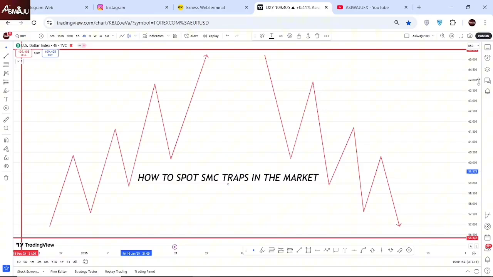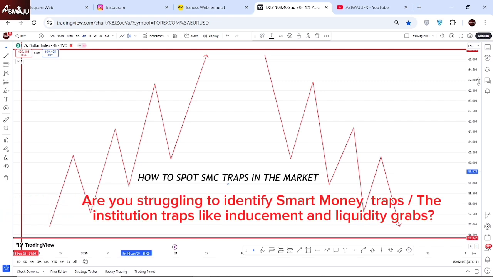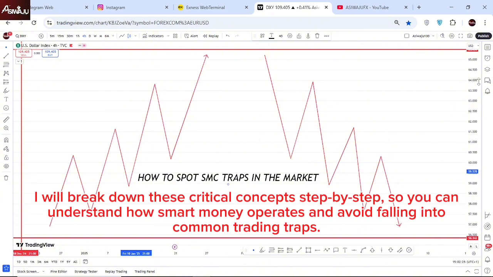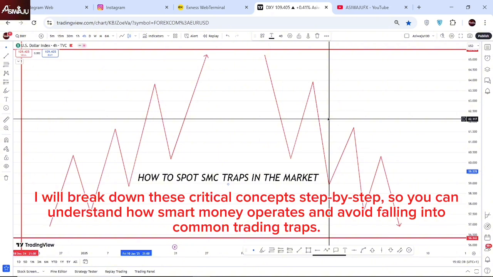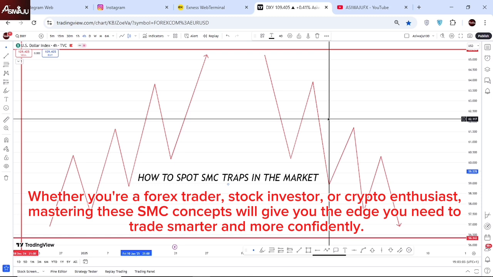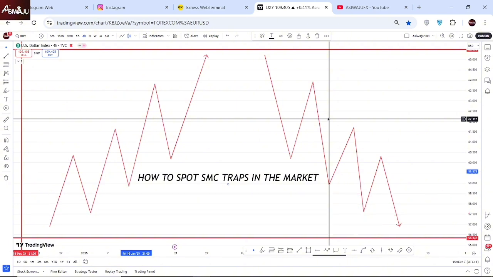In today's video, you're going to learn how to spot SMC traps in the market, or the institutional traps in the market. So, are you struggling to identify SMC traps like inducement and liquidity grabs? In this video, I'll break down these critical concepts step by step, so you can understand how smart money operates and how to avoid falling into all these common trading traps. Whether you're a forex trader, stock investor, or crypto enthusiast, mastering this SMC concept will give you the edge you need to trade smarter and more confidently. So make sure you watch this video to the end.